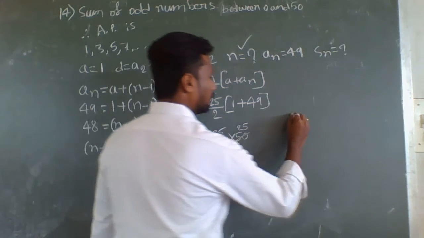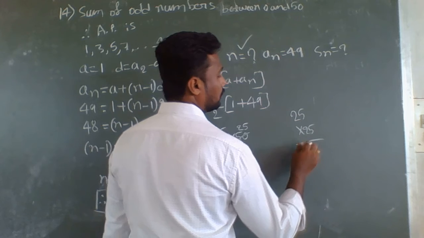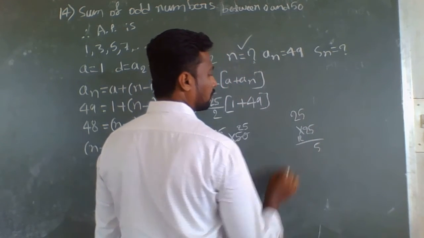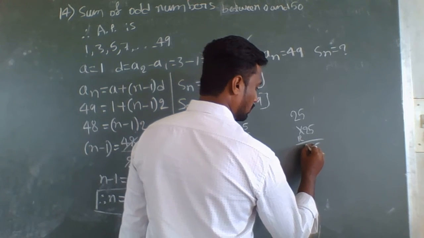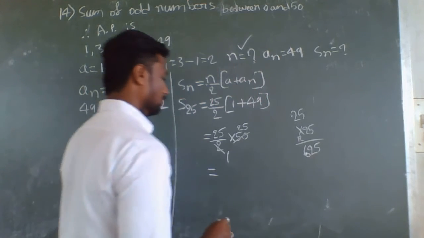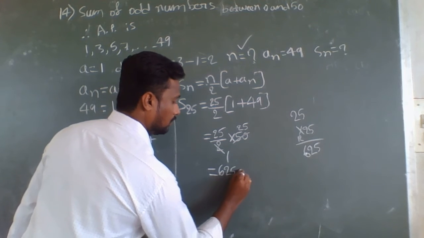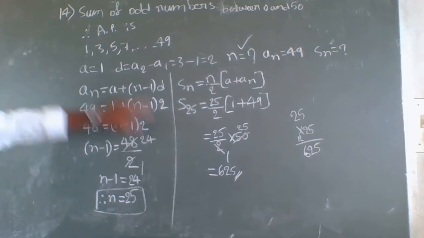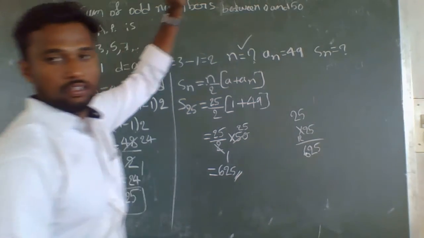Here I will calculate 25 into 25. 25 into 5 means 125. 25 into 2 means 50. 50 plus 12 means 62. So 25 into 25 means 625 is the answer. The sum of the odd numbers between 0 and 50 is 625.